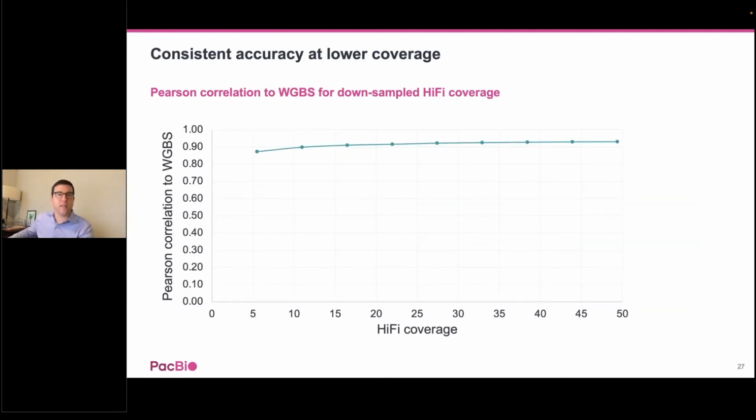Further, we see that with HiFi sequencing, the correlation between the methylation calls you get with HiFi and what you get with whole genome bisulfite are quite robust to coverage. The data that I showed on the prior slide was the correlation for HiFi at high coverage, around 50x HiFi sequencing, which is very high. But as you go down to lower coverages, even down to 5x coverage, you see a good correlation between what you see with HiFi sequencing and what you see with bisulfite sequencing.